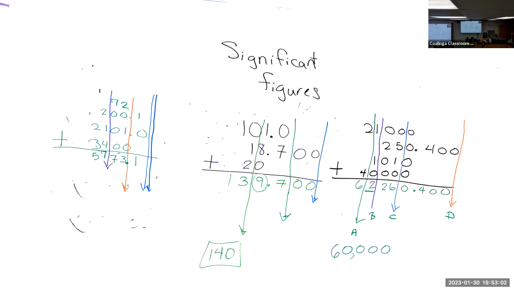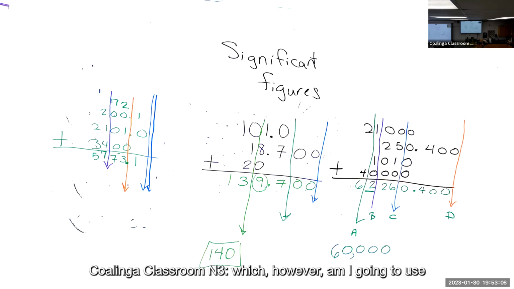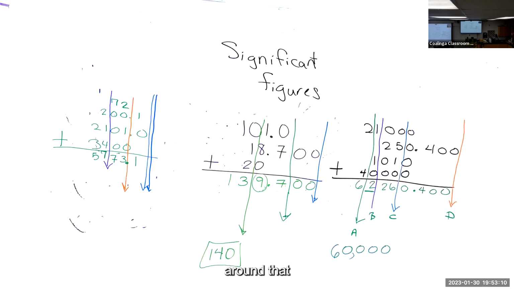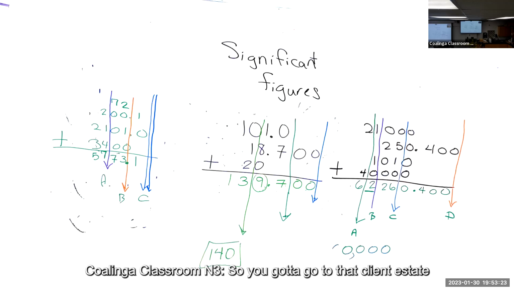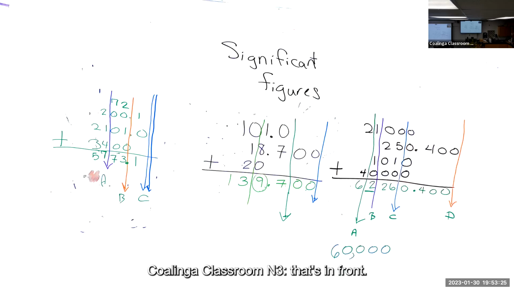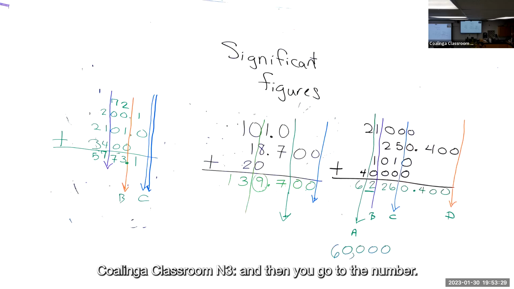Okay. So in this case, which number am I going to use to determine if I round up or leave it? The seven behind, I should say. So you're going to go to that line that's in front, right? You use that line in front, and then you go to the number afterwards.